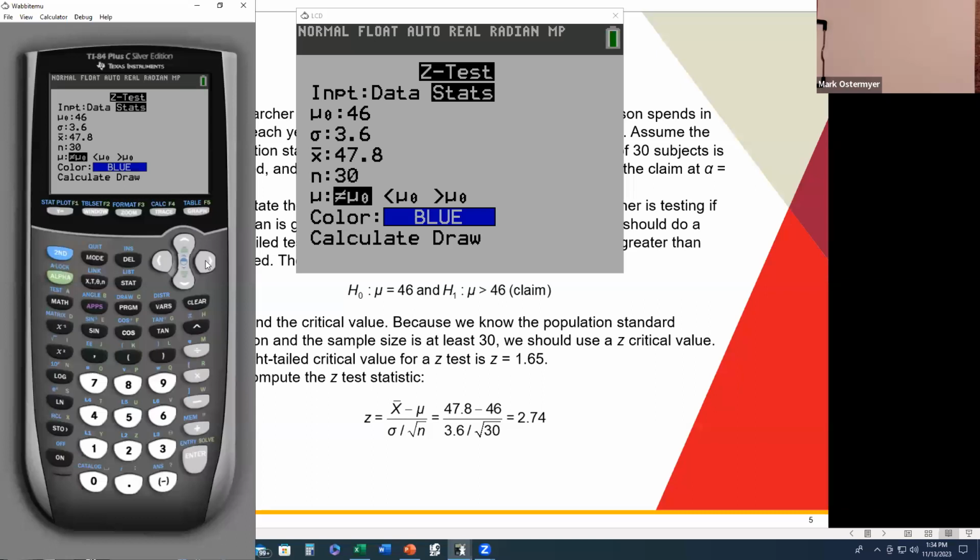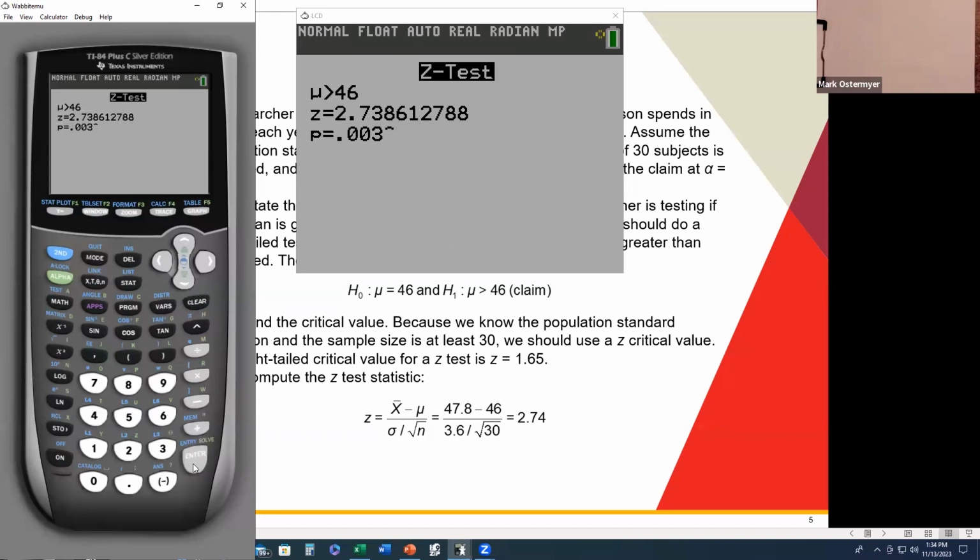Notice this is to conduct a two-tailed test, this is to conduct a lower tail test, and this is to conduct an upper tail test. Notice because of our alternative hypothesis and equality symbol, we are doing an upper tail test. You must select this one, upper tail. Then just go down to calculate, ladies and gentlemen, and hit enter, and boom. Notice your test statistic is computed to be about 2.7386, blah, blah, blah, which is the 2.74 that was manually computed using the formula. And notice we get a p-value, which is 0.003.